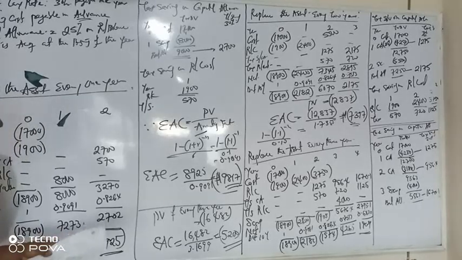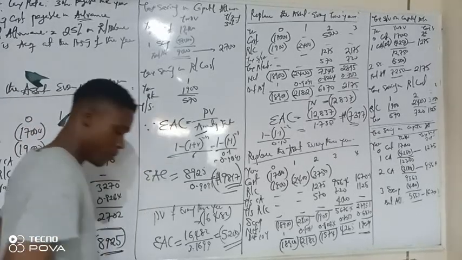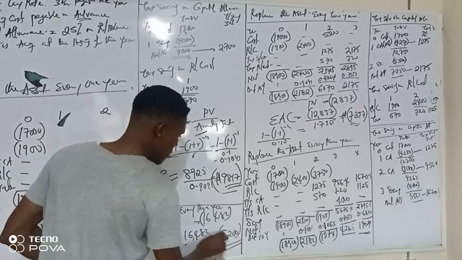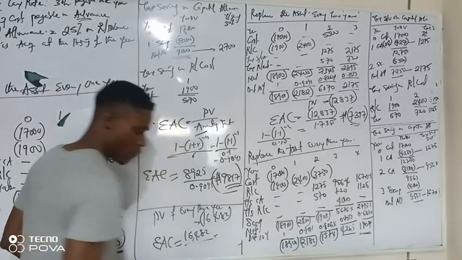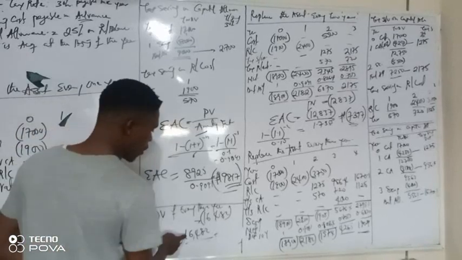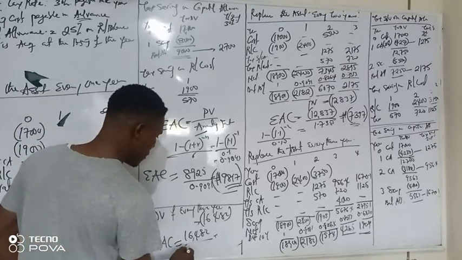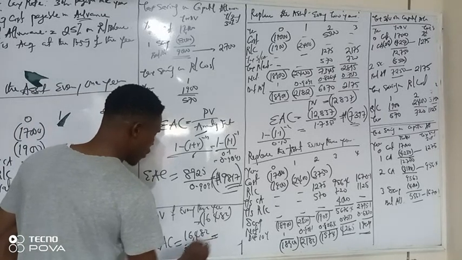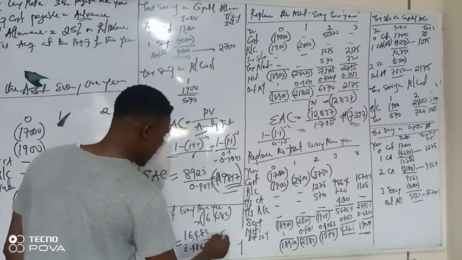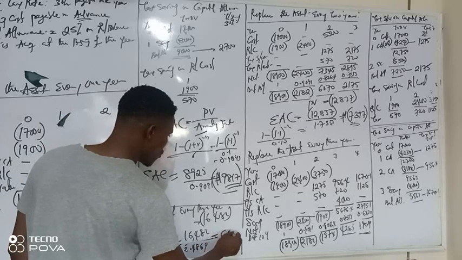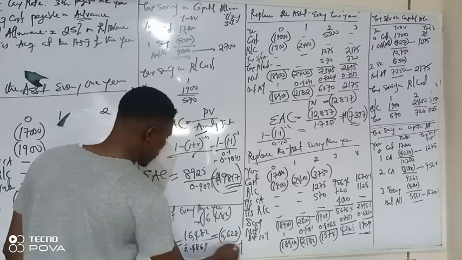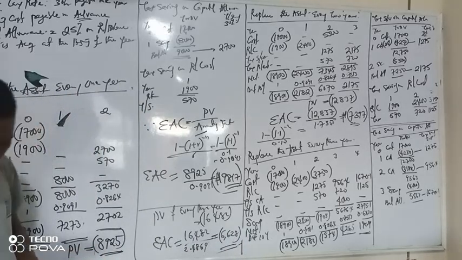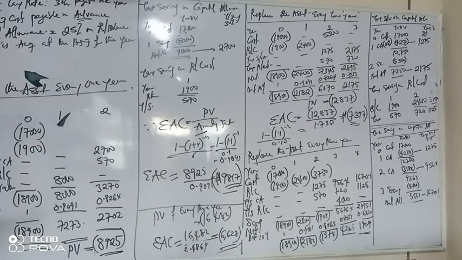It's not correct. It's 2.4869. Then you better consider 2.4869. This one, 16,482, divided by 2.4869. That's what I mean. 6,628. Yes. I think we see the least cost. See the least cost if you pay every 3 years.